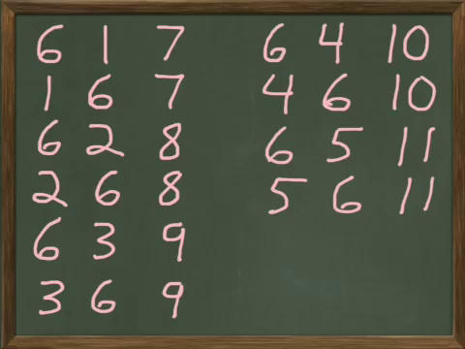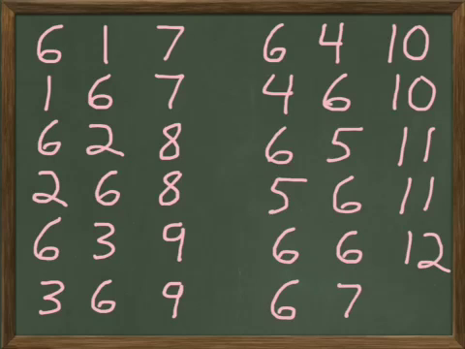Alright, let's see if we can squeeze two more on this board. 6 and 6. How many are 6 and 6? 6 and 6 are 12. Alright, how about 6 and 7? 6 and 7 are 13. Okay, let's continue on the next board. 7 and 6. 7 and 6 are 13.